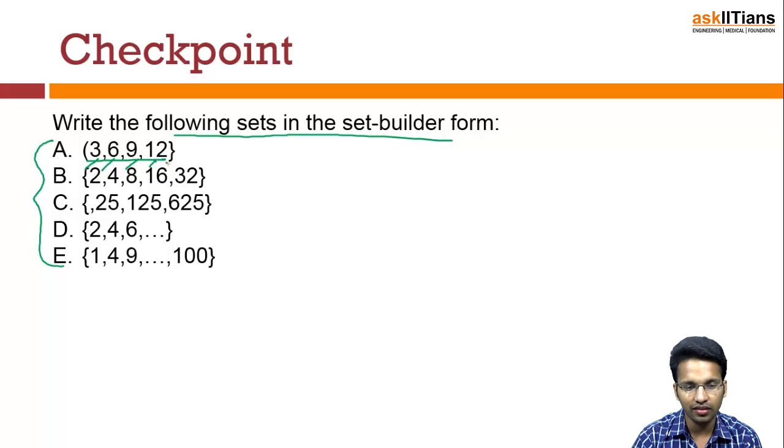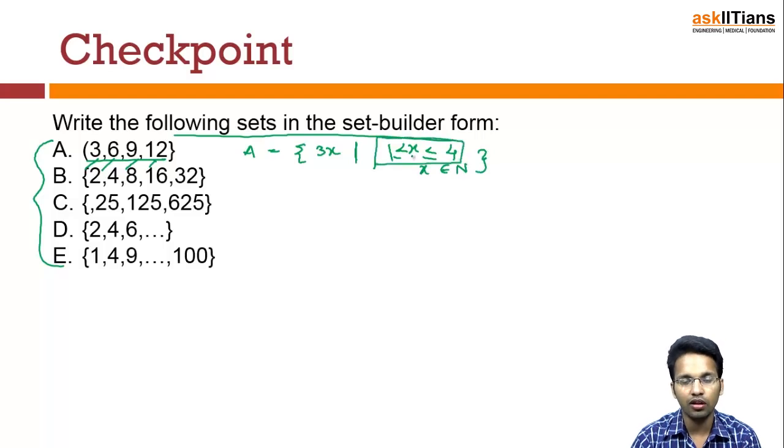So I'll write this as a set A, which is in the form of 3x, right? And the condition is x is between 1 to 4 and x belongs to natural numbers. Now you cannot leave this out, because otherwise the set will also have 2.5, 1.5. You have to specify that x is a natural number. That is very, very important, right?